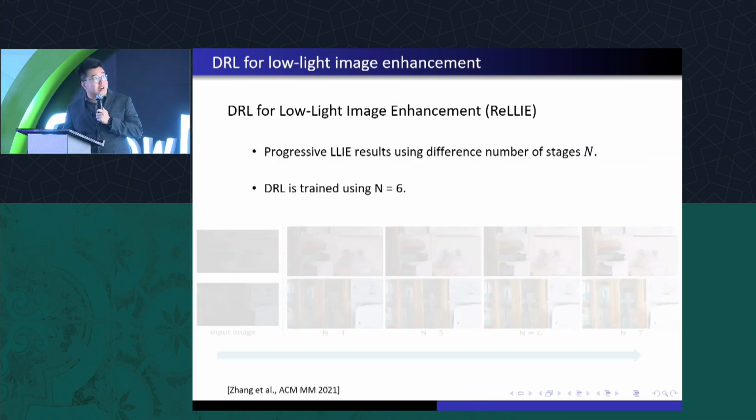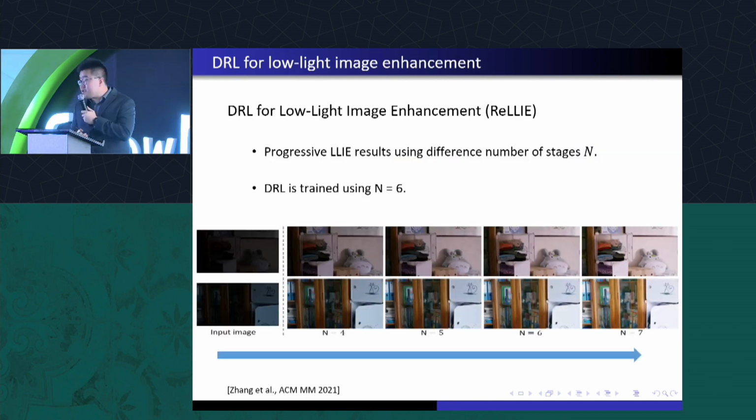So I can show you one example. By having this customized progressive image enhancement process, the result you get depends on how many stages you have, right? You can progressively enhance the light from the input images, eventually 4 times, 5 times, 6 times, gradually increasing the light. And the user can actually choose which version they want, according to their quality evaluation.